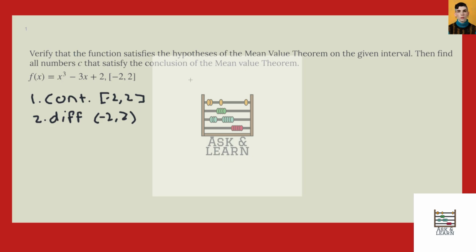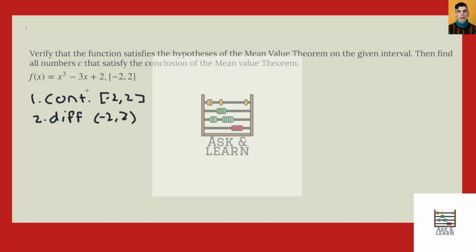Okay, so now the question is asking us to verify that the function f satisfies the hypothesis of the mean value theorem on the given interval, and then we're being asked to find the number of c's that satisfies the conclusion of the mean value theorem. And so we can go ahead and start this.